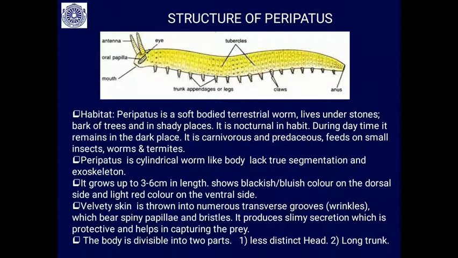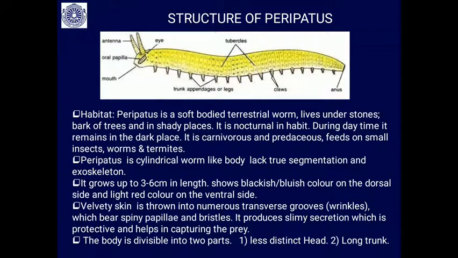This interesting worm Peripatus is a soft-bodied terrestrial worm that lives under stones, bark of trees and shady places. It is nocturnal in habit: it is active at night, and during the daytime it remains in dark places. It is a carnivorous, predaceous worm. It feeds on small insects, worms and termites.